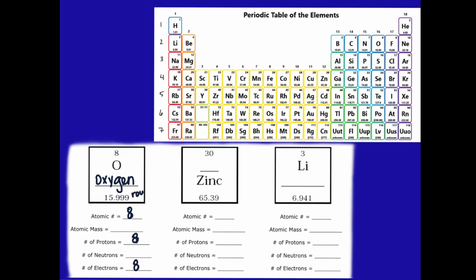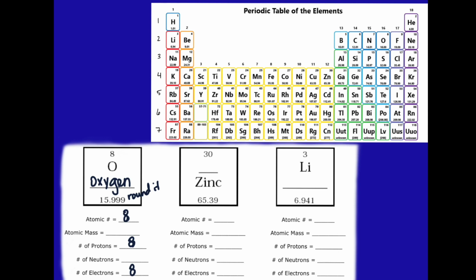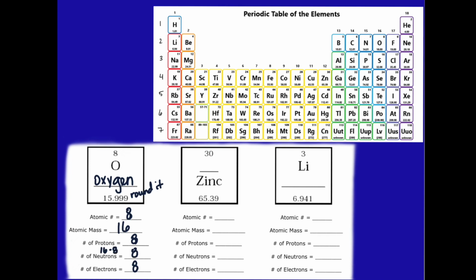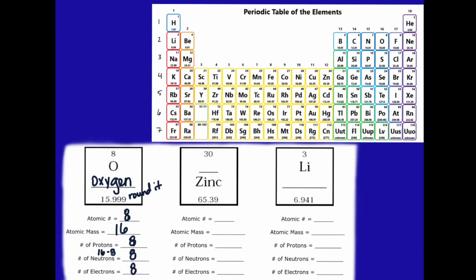To figure out the atomic mass, we're going to round it because it's going to be used in a second. So 15.999 rounds up to 16. And then last we have the number of neutrons. We'll use the atomic mass rounded minus the atomic number. So it's 16 minus 8 gives us 8 neutrons.